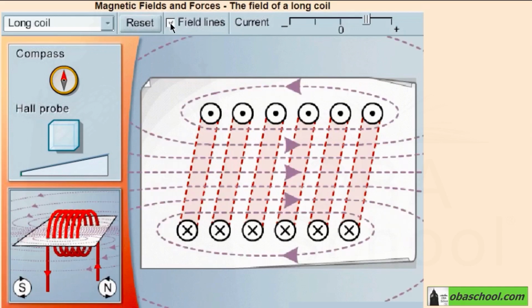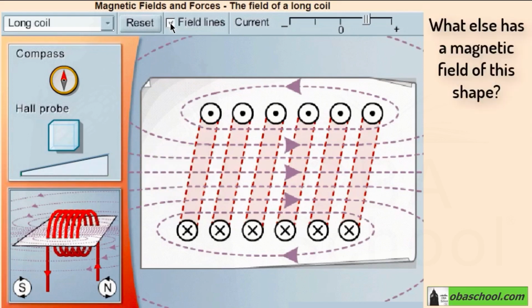Now let's select field lines to display the lines of the magnetic force caused by the current in the coil. The lines of force pass through the coil from right to left. They go out of the left-hand end and around the outside of the coil to enter the right-hand end.